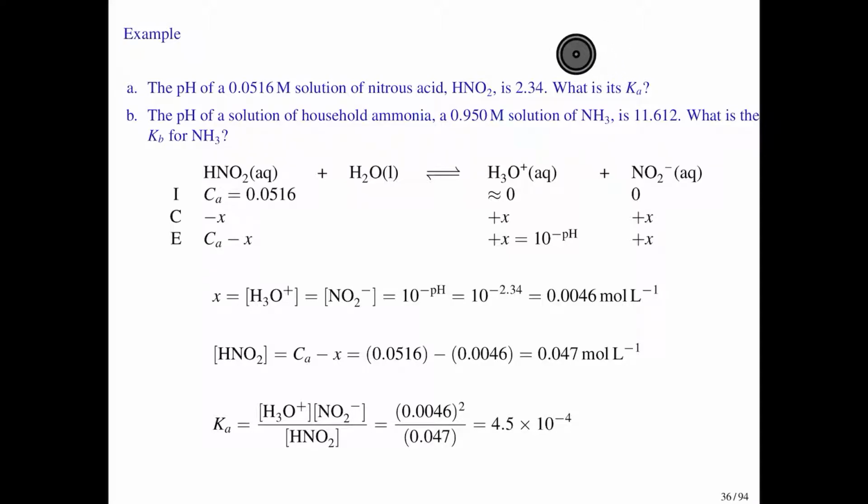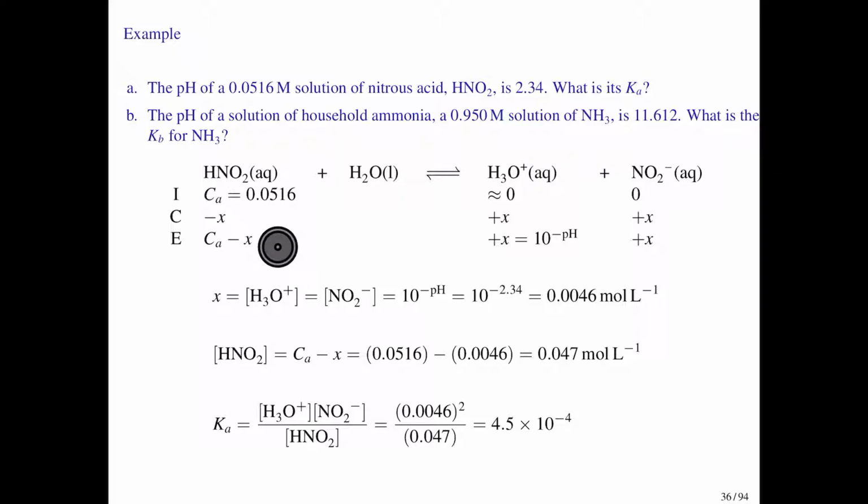So I've written out the ICE table again to illustrate what's going on. So we have the acid ionization reaction. We know the initial concentration of the acid, and the pH tells us what the equilibrium concentration of hydronium is. So we know the value of X. If we know the value of X, we can calculate the hydronium concentration, we can calculate the nitrite concentration, and then we can use the value of X together with the value of Ca to determine the equilibrium nitrous acid concentration.